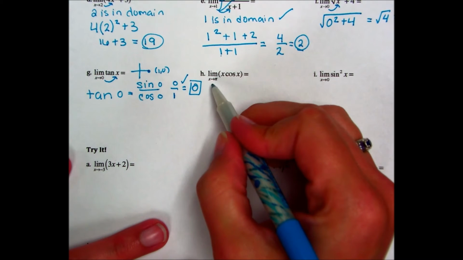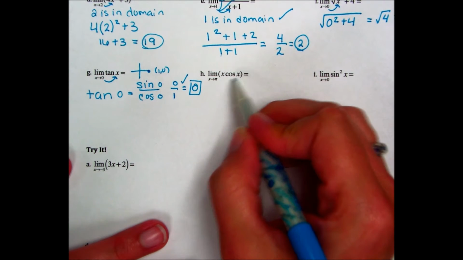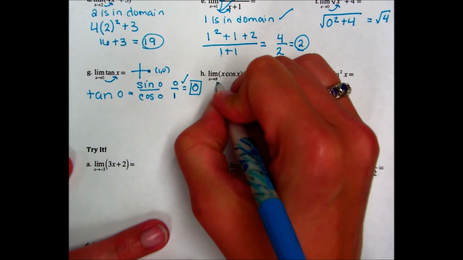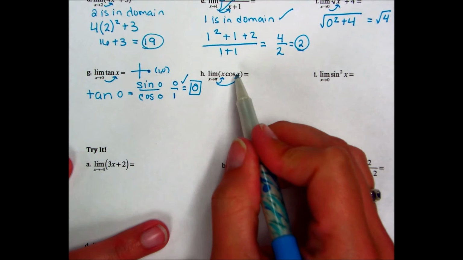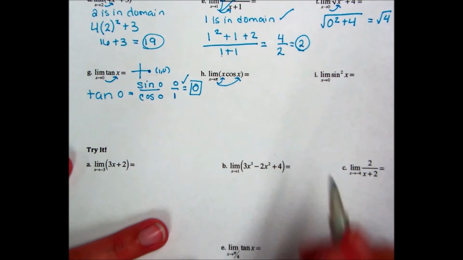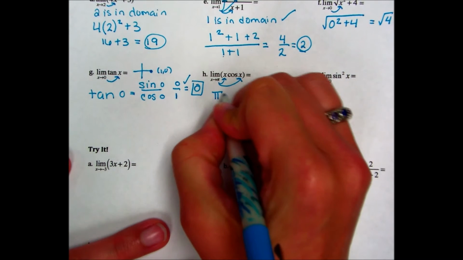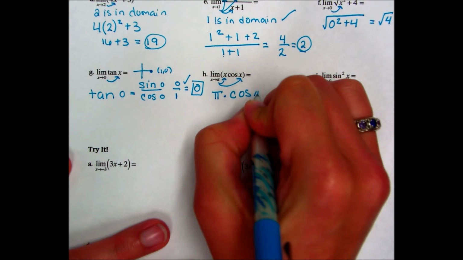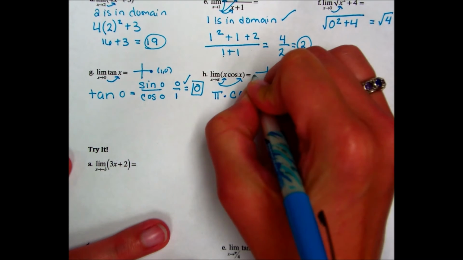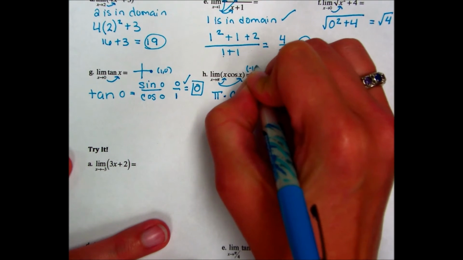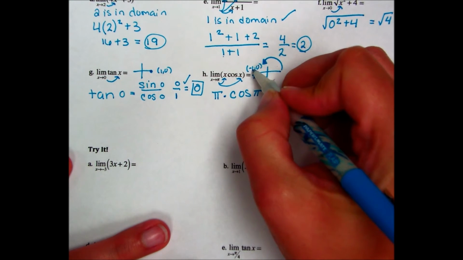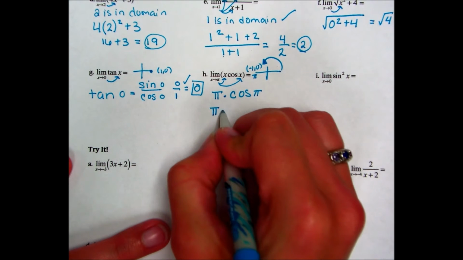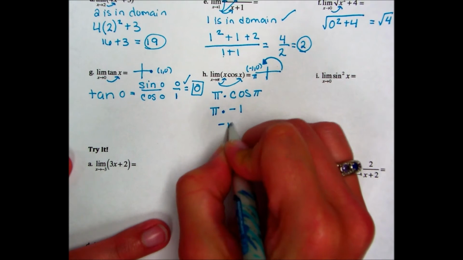Okay, the limit of x times cosine x as x goes to pi. I'm going to plug pi into both of those. If you're going to be using your calculator for this, make sure you're in radian mode. So I get pi times cosine pi. I don't think you need your calculator. Pi is sitting right over here. It's -1, 0. I'm going over there. -1 is my cosine, so I have pi times -1, which equals -pi.